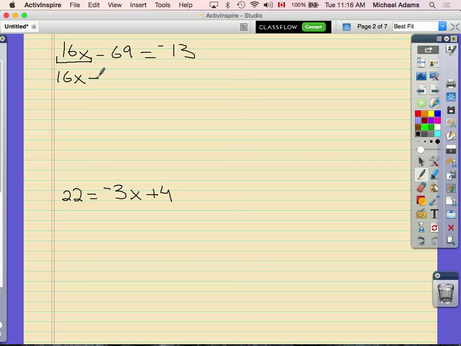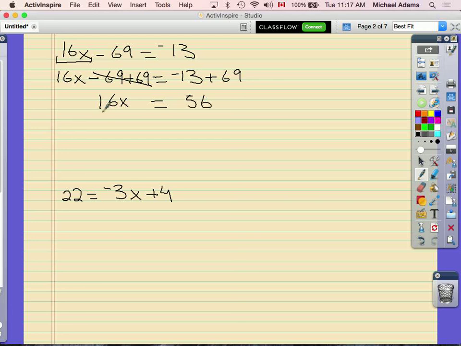So to this side, I'm going to do the opposite of minus 69, which is plus 69. And what I do to one side, I do to the other. So I added 69 here, I'm going to add 69 here. Back to the left side. These are opposite, so it cancels out. I'm left with only 16x. Now I simplify this. Negative 13 plus 69, well, that's equal to 56.